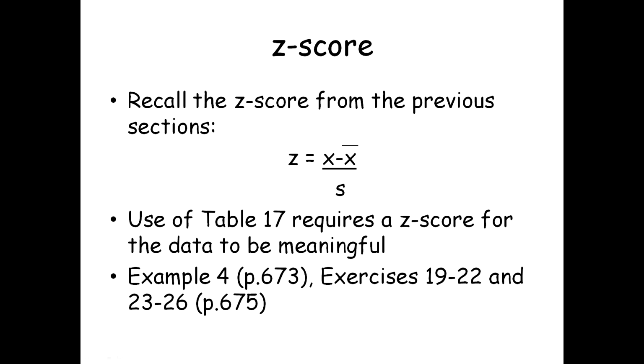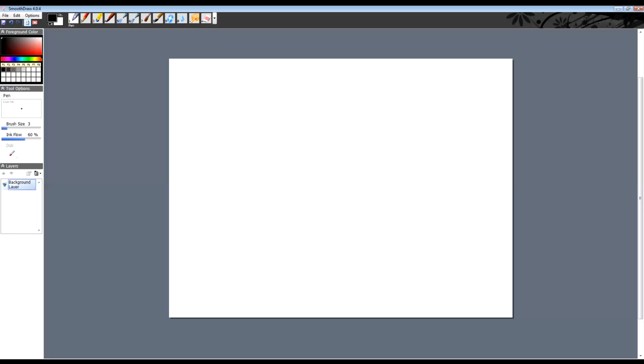Now, sometimes you have to apply what you know about the z-score and the normal curve in order to find the given z value. So let's look at a couple of the problems on page 675. Look at number 23, where they say 10% of the total area is to the right of z. So in this case, we have a normal curve, and we're looking for a z-score.